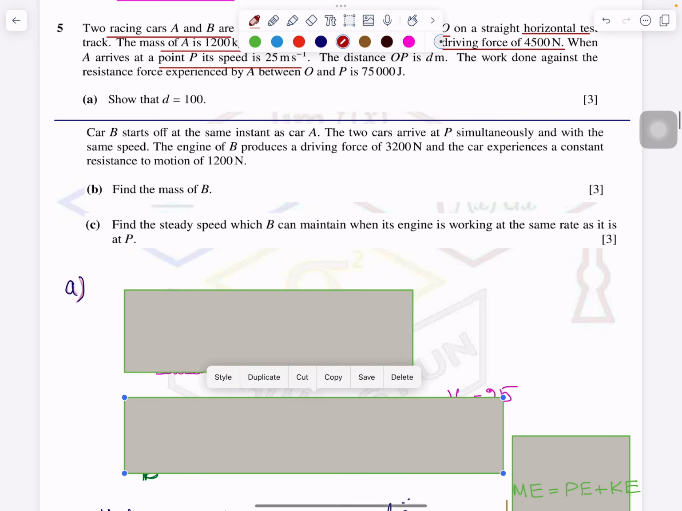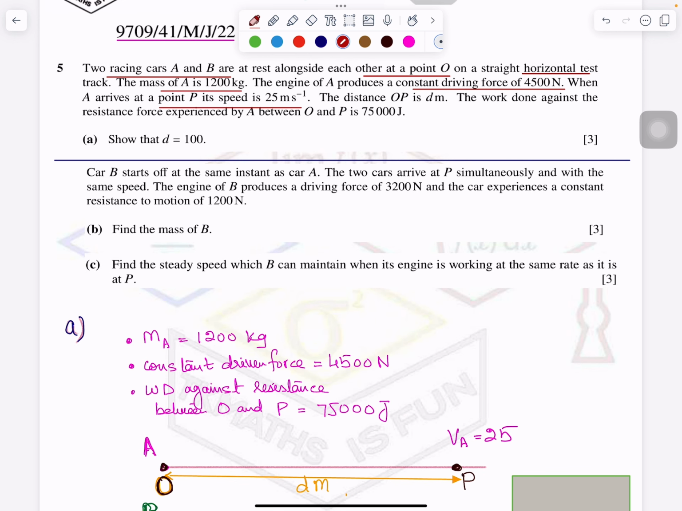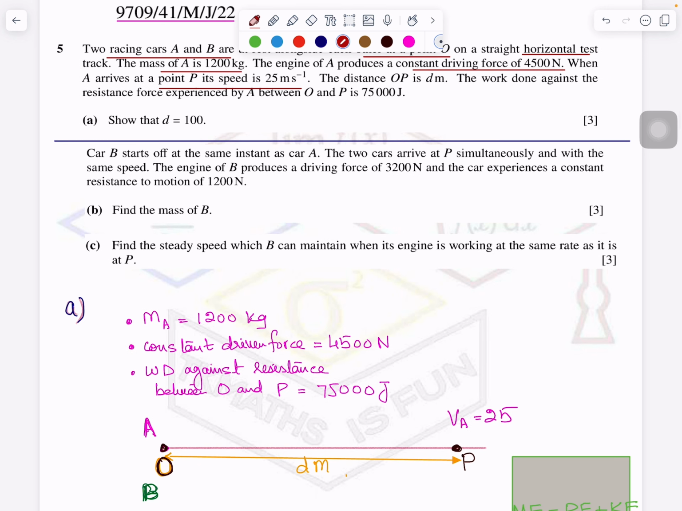I have sketched this here for you to understand it better, and all the information which I am reading I have jotted down here. I would ask you to do the same, so that there is no confusion later on if you are referring to the question. It's better to put down all the values here. So the distance OP is d meters. The work done against the resistance force experienced by A between O and P is 75,000 joules. You have to show that the distance from O to P is d.